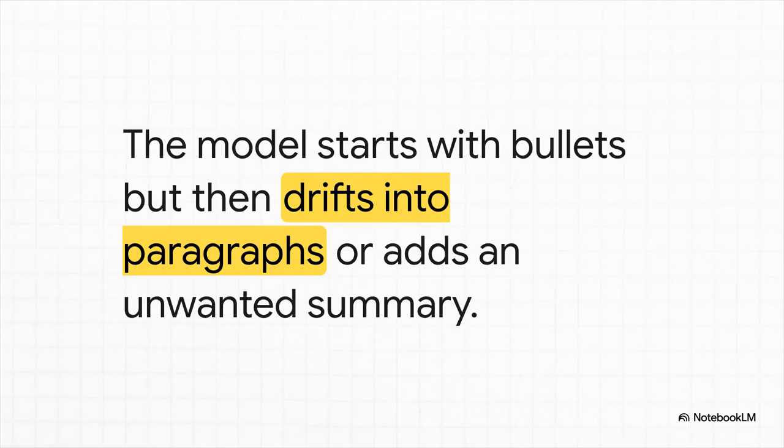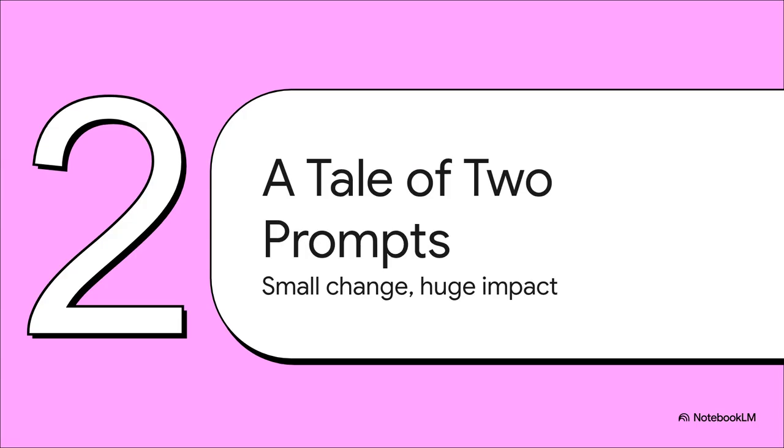And yep, this is usually what you get. The model starts off strong, maybe gives you 1 or 2 bullet points, but because that formatting rule is so far away from where it's actually writing, it just forgets. It'll drift off into a paragraph or tack on a summary you never even asked for. So how do we fix this?